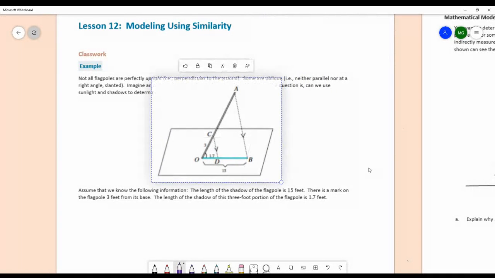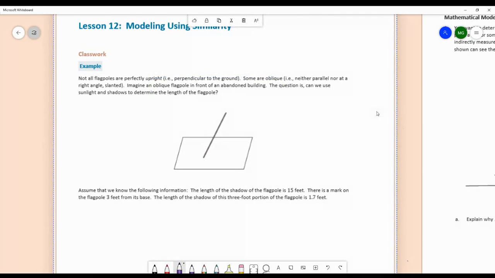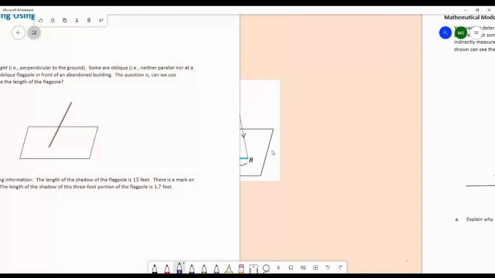So let me go ahead and we're going to take a look at this. All right, so, oops. I need that in the front.